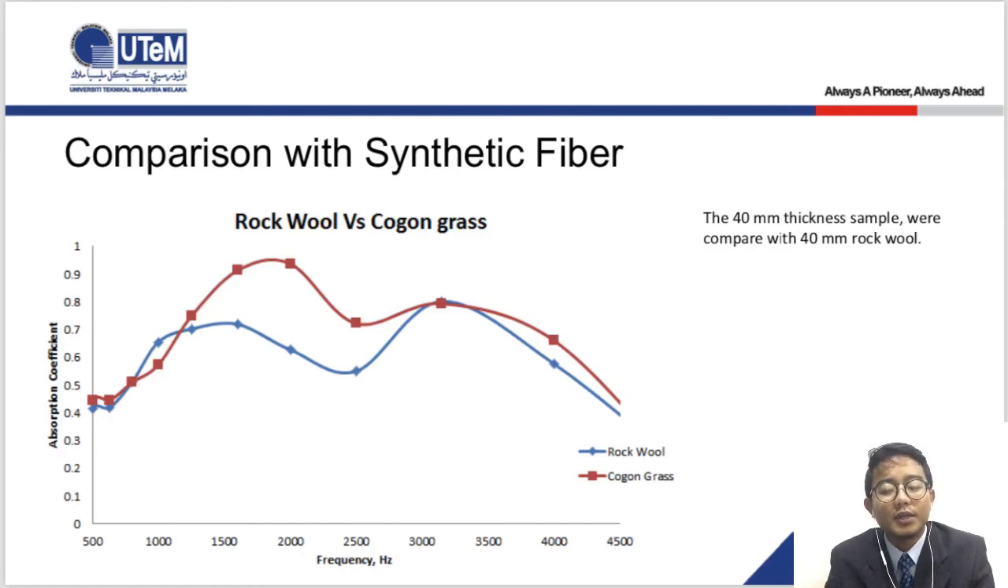COGON grass fiber reached the peak absorption coefficient at 2000 Hz frequency with 0.93, while rock wool fiber reached the peak at a higher frequency, which is 3150 Hz, with absorption coefficient 0.8. This proves that COGON grass fiber is a better sound absorption material at 2000 Hz frequency compared to rock wool fiber, but both of the samples are still accepted as good absorption materials.